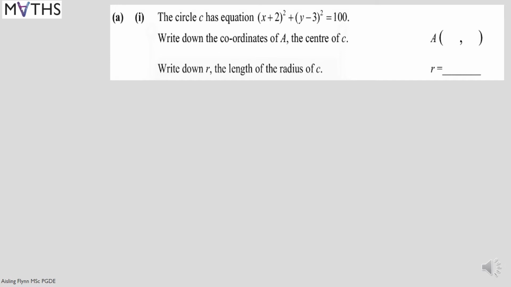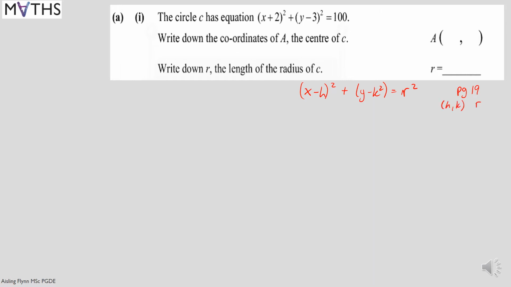The question begins. The circle C has equation (x + 2)² + (y − 3)² = 100. Write down the coordinates of A, the centre of C, and then write down r, the length of the radius of C. This question builds on previous lessons. We've learned that the equation of a circle takes this form: (x − h)² + (y − k)² = r². That's in your formula and tables book, page 19, and it describes a circle that has the centre (h, k) and a radius r.